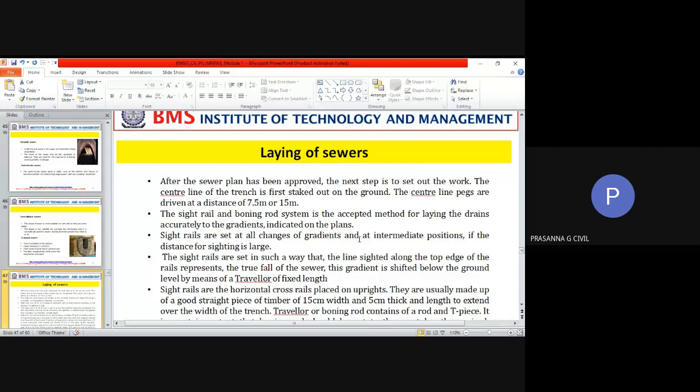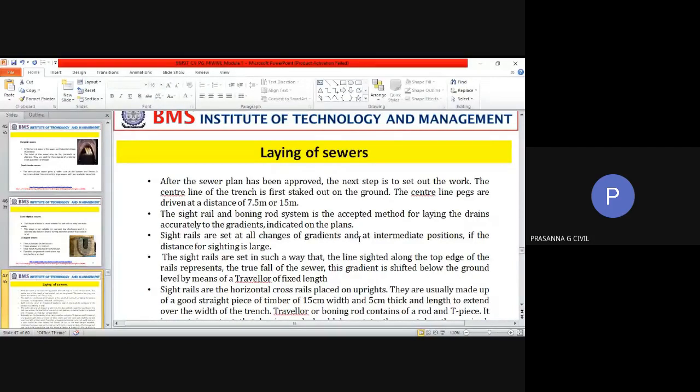Now you need to put that on the ground. So once this plan has been approved, we have to start the work. So the center line of the trench, wherever we have to start, you would have seen the common way in which they put pegs, and they will put a string and then mark that in a line on the ground using white chalk powder or whatever it is. The same way they do it here. The centerline pegs are first driven.